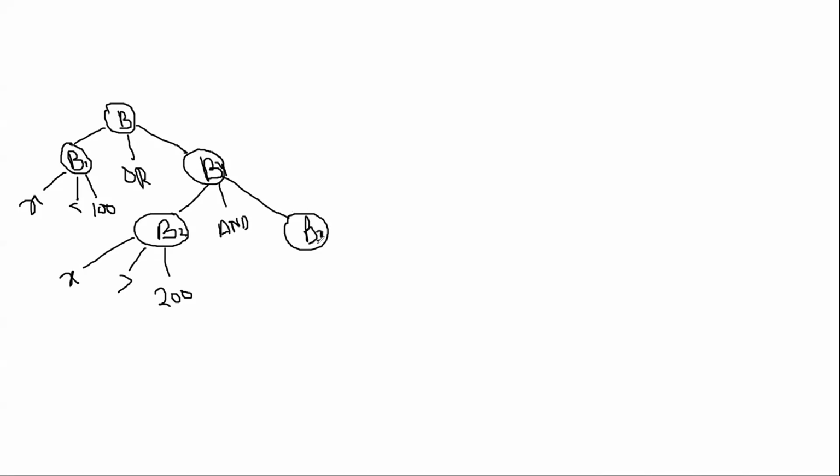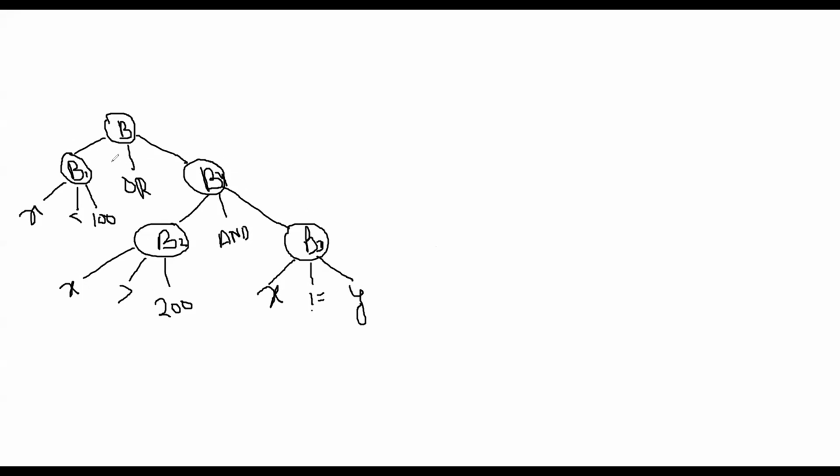Let's represent that condition as B3. And what is B3? B3 is if x is not equals to y. So this is the parse tree that we have drawn for the given Boolean expression, right? The Boolean expression was x is less than 100 or x is greater than 200 and x is not equals to y. So we have drawn the parse tree for that, and now we scan the parse tree from left to right.